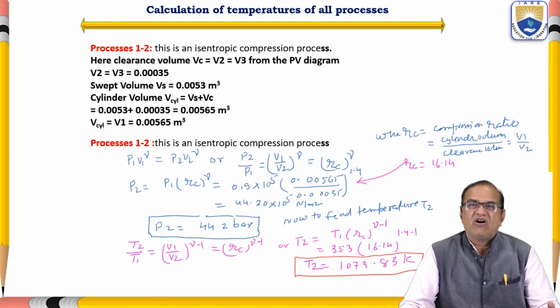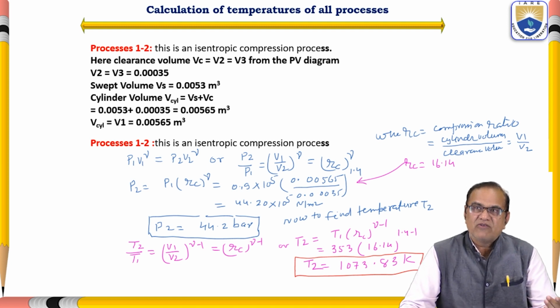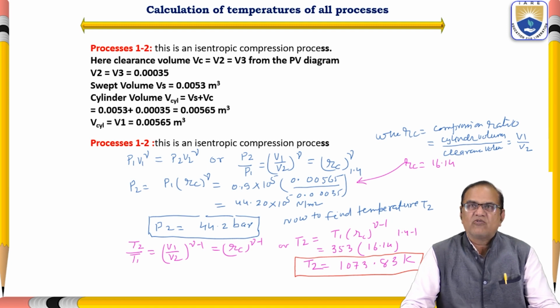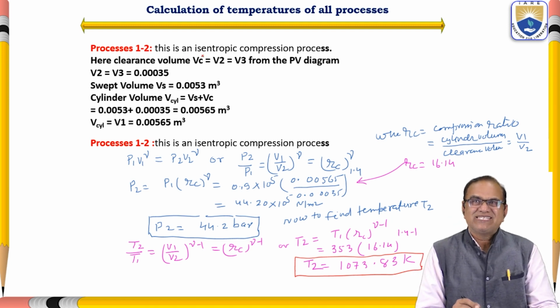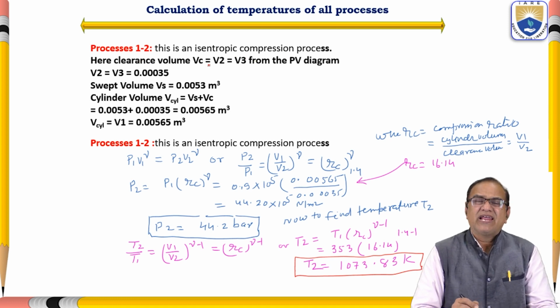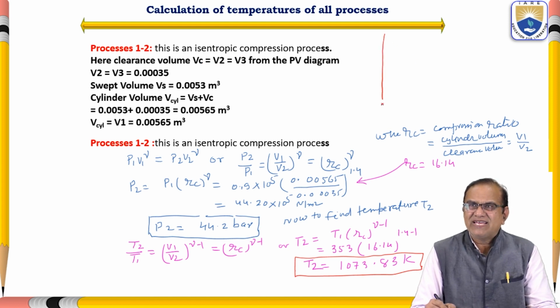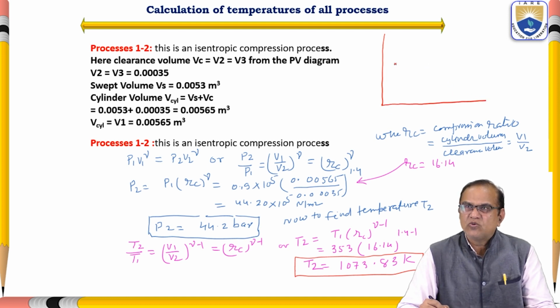Calculation of temperature of all processes. We will go one by one and we will see how we are going to solve. So if you see the process 1 and 2, this is an isentropic compression process. Here the clearance volume Vc is equal to V2, which is V3. So I will draw here so that it will be very much clear what the Vc, V2, V3 and all are.